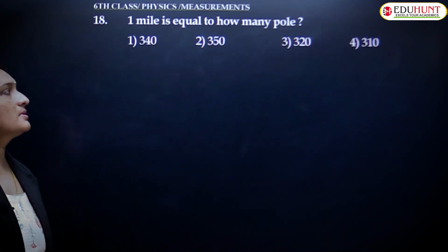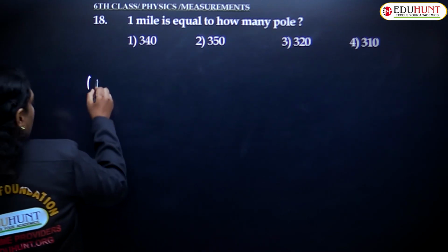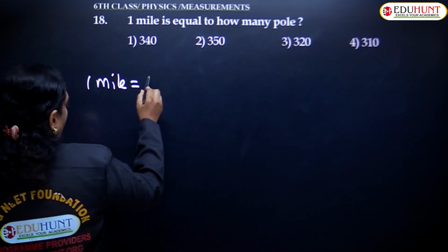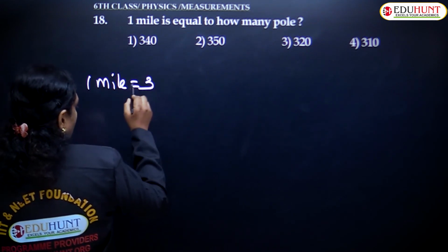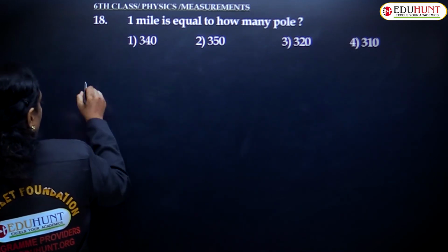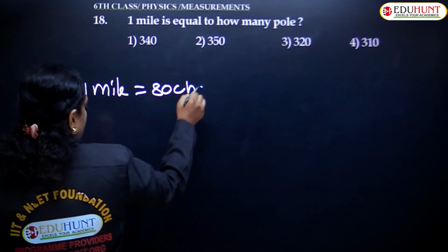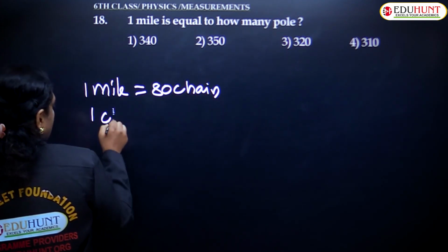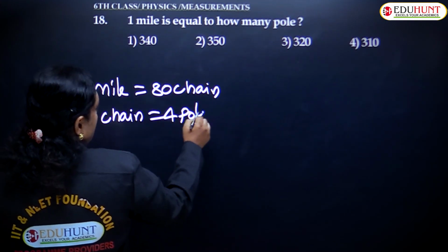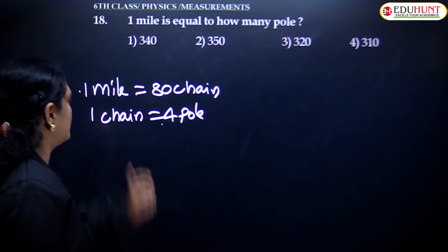1 mile is equal to how many poles? We need to check it out. Earlier I told you that 1 mile is equal to, we have 3 feet. Shall I come in the reverse way? I told you that 1 mile is equal to 80 chains. And 1 chain is equal to 4 poles. That's all. So you want to convert miles to poles.